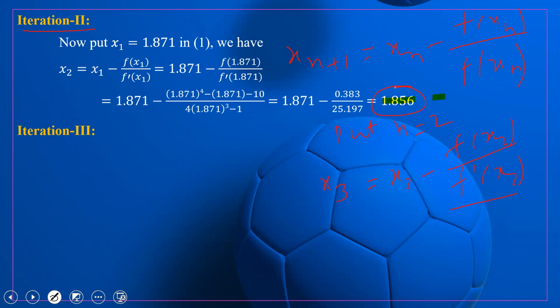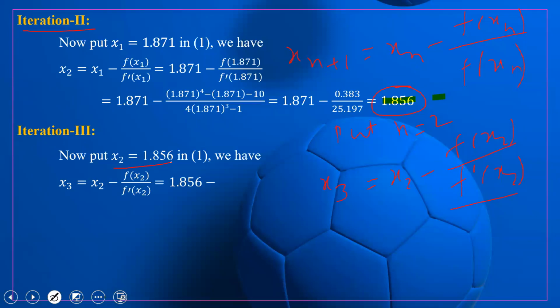So let us put it in iteration number 3. Now put x equal to 1.856, this one. In equation 1, we have x3 is equal to x2 minus f of x2 divided by f dash of x2, which is equal to 1.856 minus f of 1.856 divided by f dash of 1.856. Now, why are we taking only 3 decimals? Because our question is to find the root of the given equation correct up to 3 places. So that's why we are taking 3 places every time, because the value of this will come to more than 3 places.